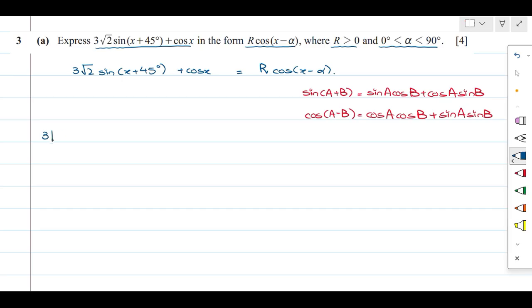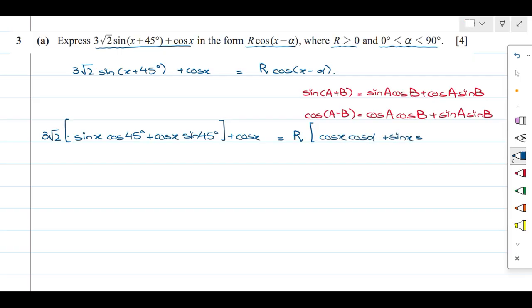So here we have 3 square root of 2, okay, sine x cos 45 degrees plus cos x sine 45 degrees, and plus cos x is as it is. This should be equal to r, now the next formula is cos(A minus B), cos x cos alpha plus sin x sin alpha. Okay. Now let me simplify this further.